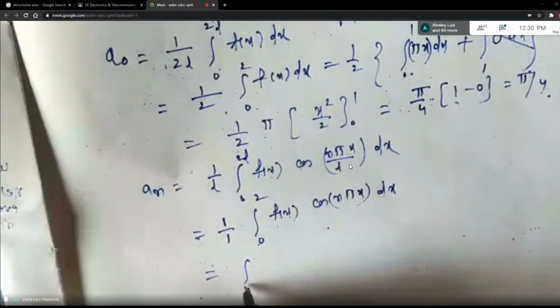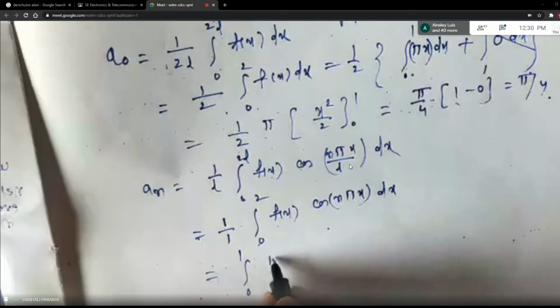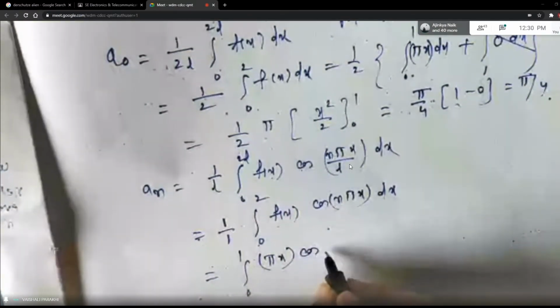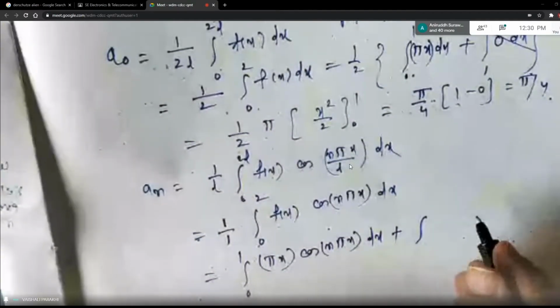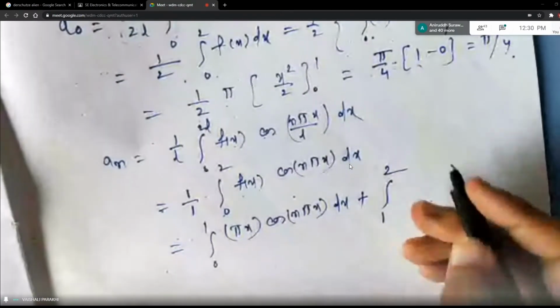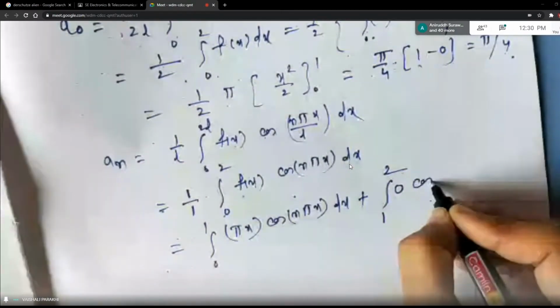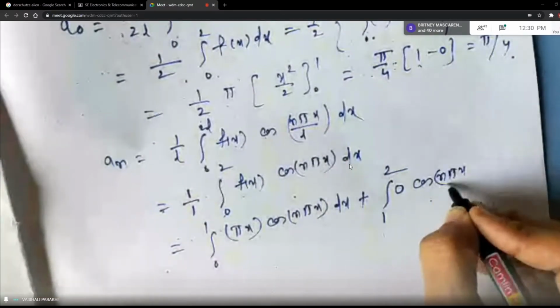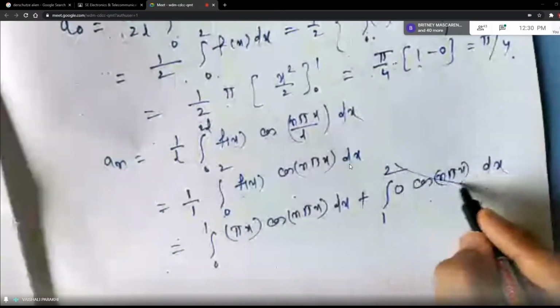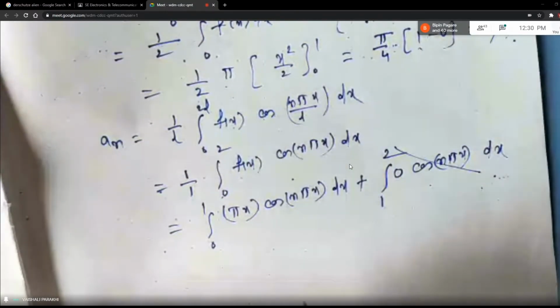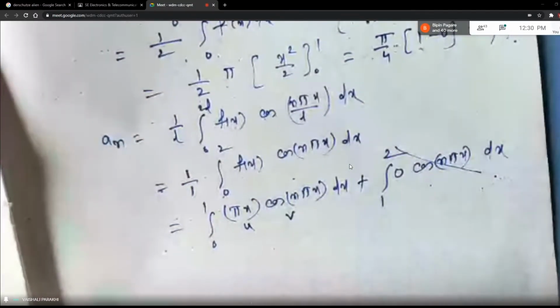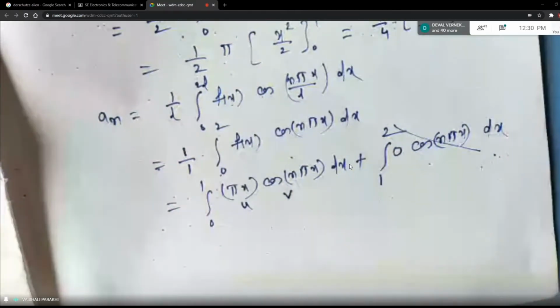So it is 0 to 1. What is f of x? Pi x cos of n pi x dx plus 1 to 2. What is f of x? 0 cos of n pi x dx. 0 into anything is 0, so the second integral will definitely vanish. You know how to solve the first integral, Bernoulli's u into v formula.